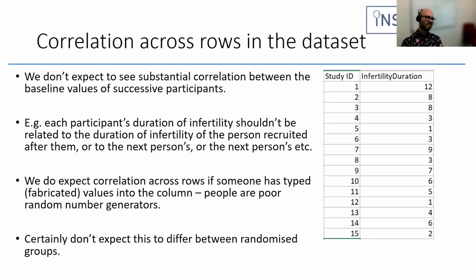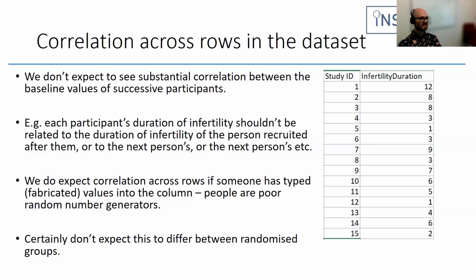Very briefly, another thing we look at is correlation across rows in the data set. So what's the idea here? The basic idea is that you don't really expect to see substantial correlation between the baseline values of successive participants in a trial. On the right here, I've shown you the first 15 rows from a data set, and we've got the duration of infertility for those people, which is a baseline measurement.